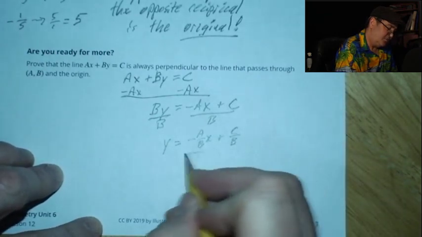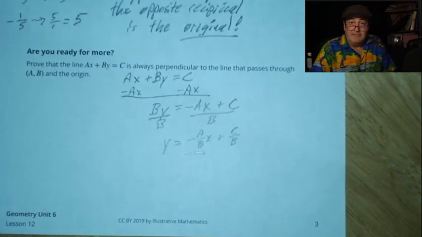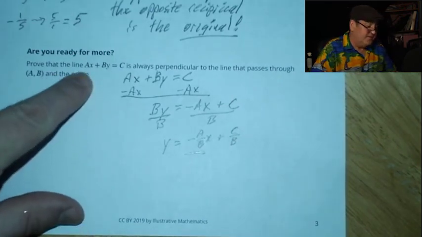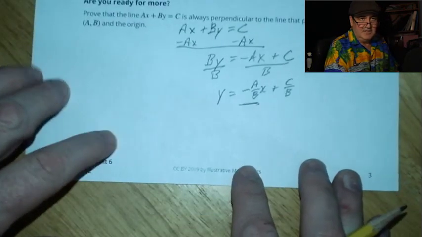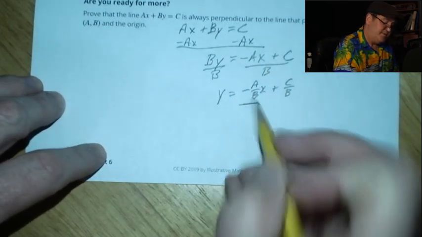So our slope is negative a over b. That's the slope of this line up here. When we rearrange it, we can see it's in the mx plus b format. So our slope has to be negative a over b.